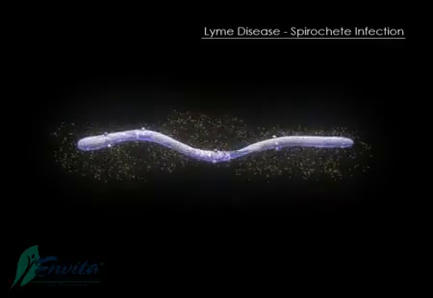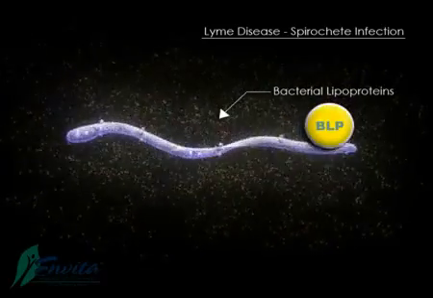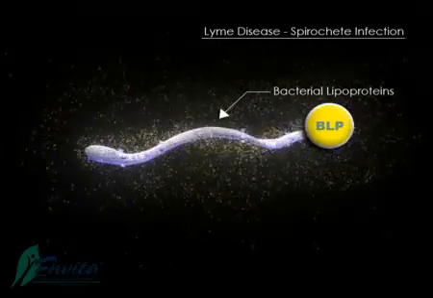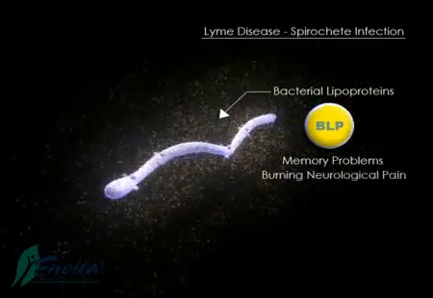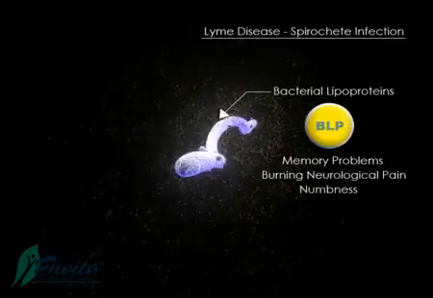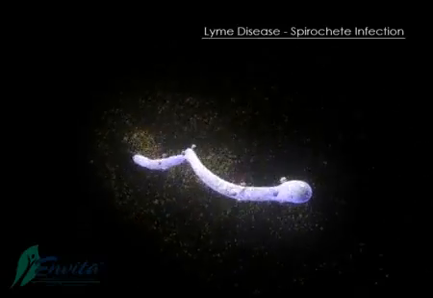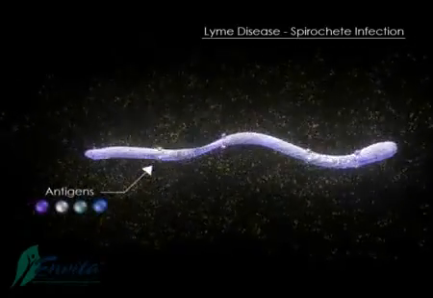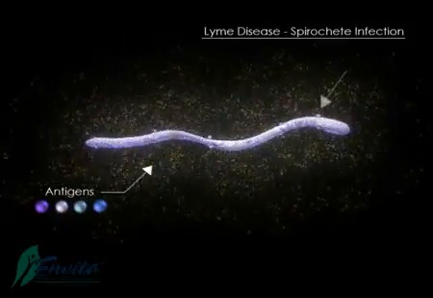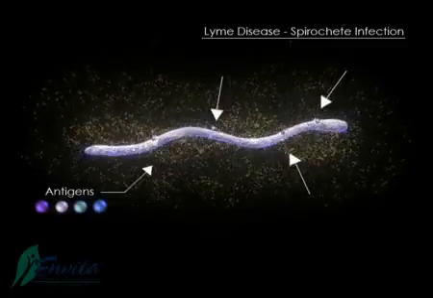Lyme is characterized by a spirochete infection. The spirochete releases bacterial lipoproteins, that is a neurotoxin. The BLP neurotoxins are associated with symptoms like memory problems, burning and neurological pain, and numbness. The spirochete moves in a corkscrew-like motion as it burrows its way through the tissue and organs of the body. The spirochete contains antigens, and the antigens are like fingerprints, which identify this infection to the body's immune system.